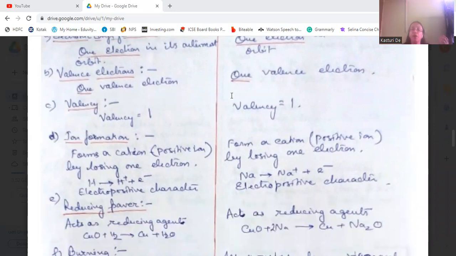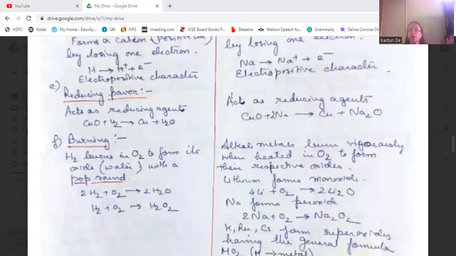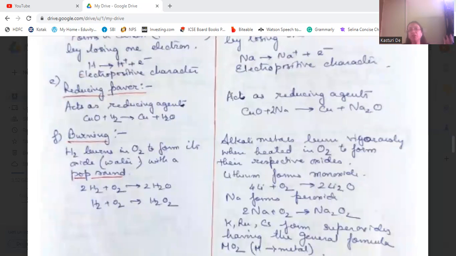Then reducing power. Hydrogen as well as the alkali metals both act as reducing agents. For example, copper oxide is reduced by hydrogen to form copper. Oxygen is removed from the copper oxide and water is formed. The alkali metals also reduce copper oxide to copper, and alkali metal oxides are formed.